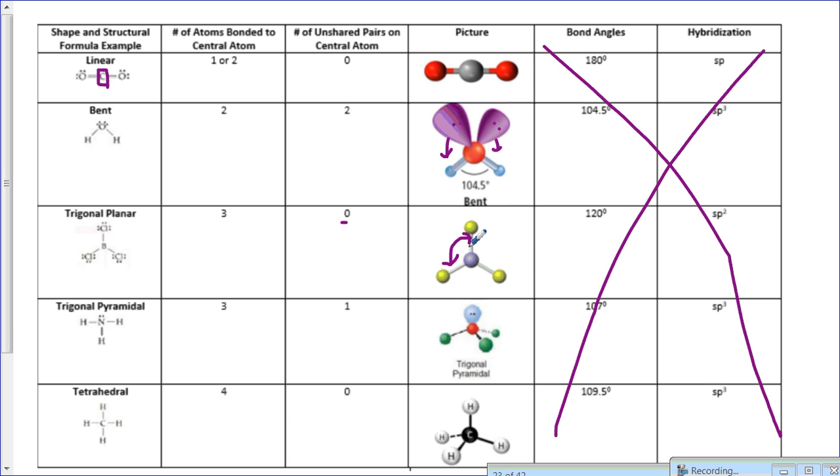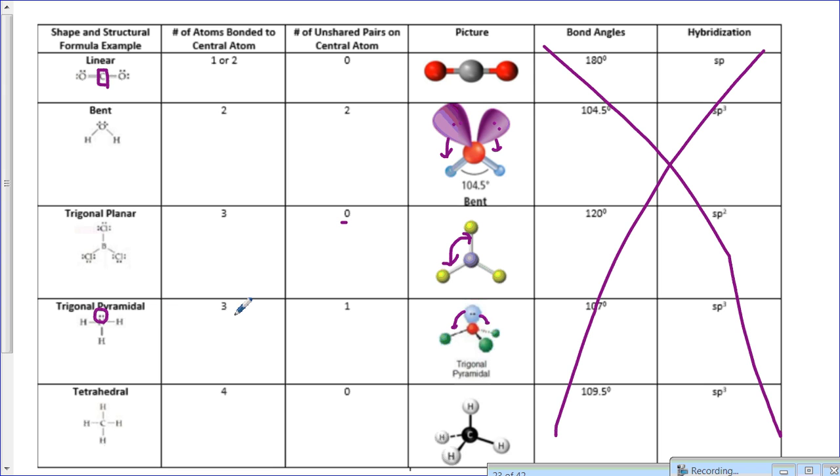Trigonal pyramidal, or pyramidal, still has 3 atoms bonded to the central atom, so nitrogen's in the middle with 1, 2, 3 atoms bonded to it. But nitrogen has this lone pair of electrons on it right here, and that lone pair, represented over here, will push away and take up some space. So instead of being able to be 120 degrees apart, that lone pair of electrons will repel the bonded pairs. And now, instead of a planar structure, I have a pyramidal structure.